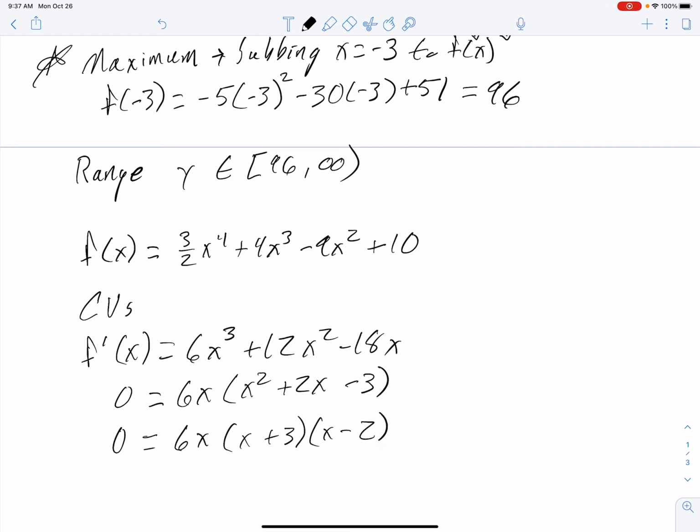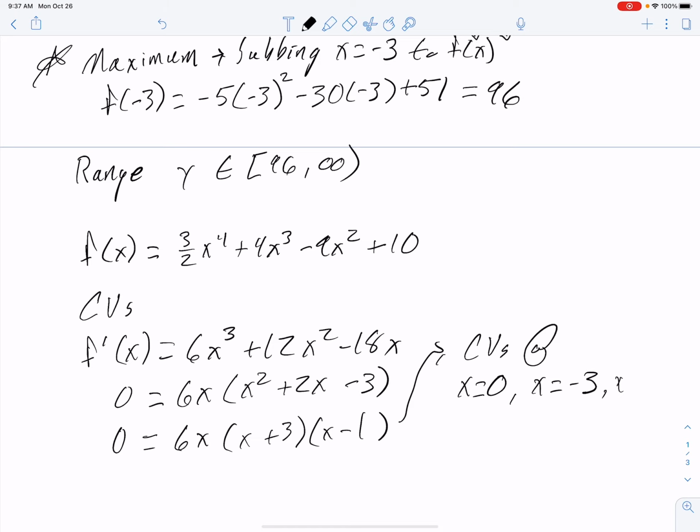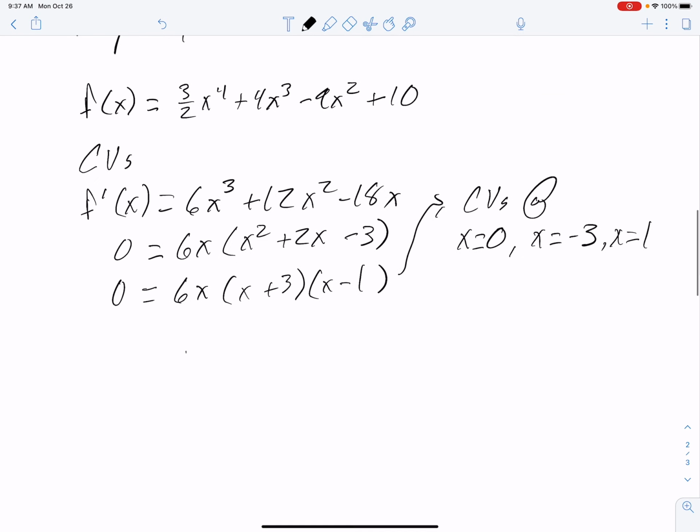Oh, wait. I made a mistake in my factoring, pardon me. x plus 3 and x minus 1. So I now know I've got critical values at x equals 0 because of 6x, x equals negative 3 because of x plus 3, and x equals 1 because of x minus 1. I can use this to create a sign pattern of my derivative, negative 3, 0, and 1.